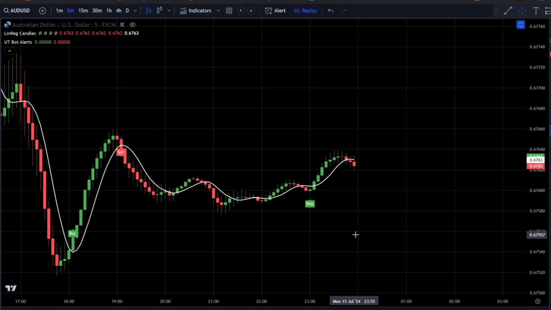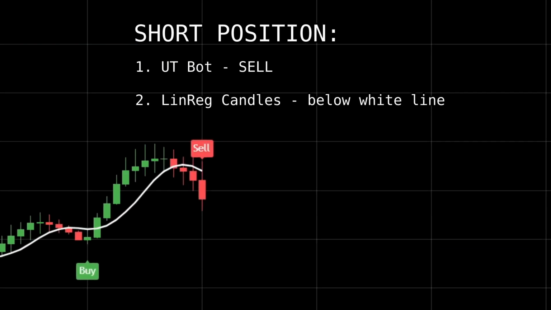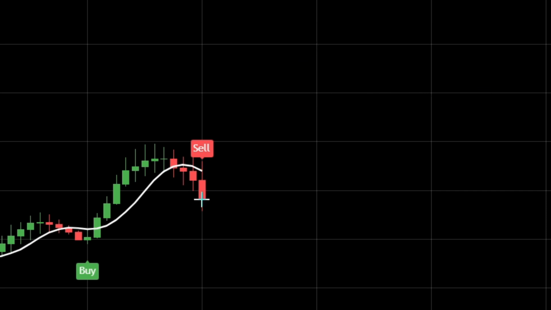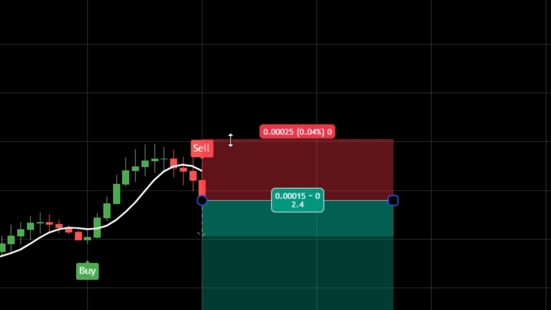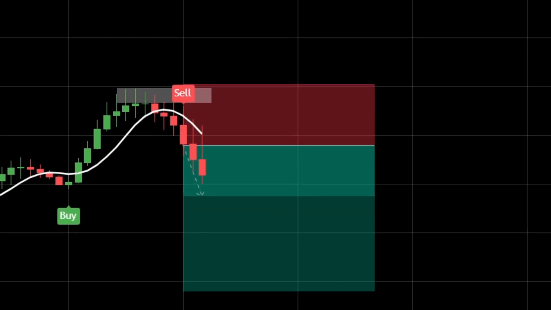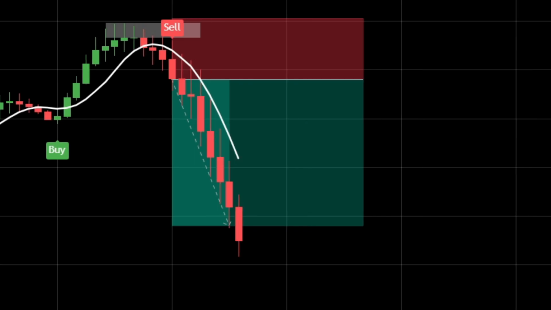For a short position, 1. The UT Bot Alerts indicator must show a sell signal. 2. The linear regression candles must be below the white plot line. Once these conditions align, we'll enter a short position. Set the stop loss at the recent swing high and close the trade when a green candle appears.